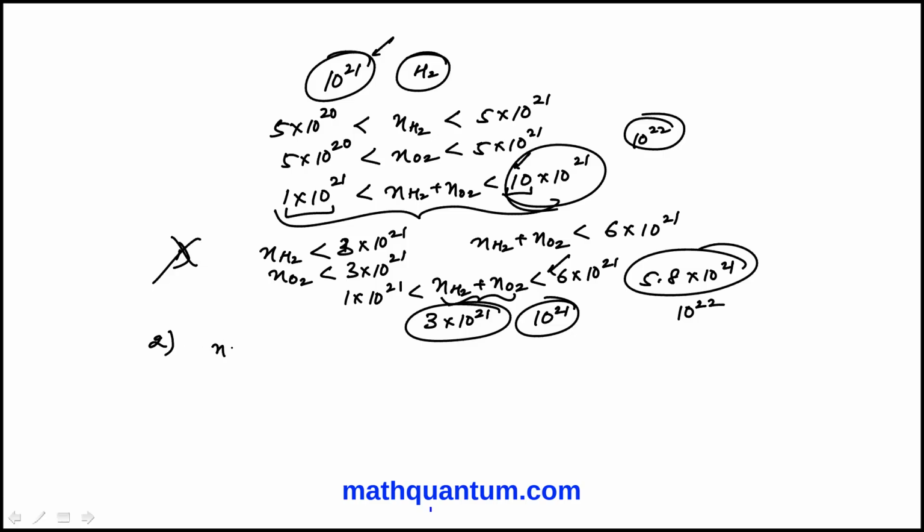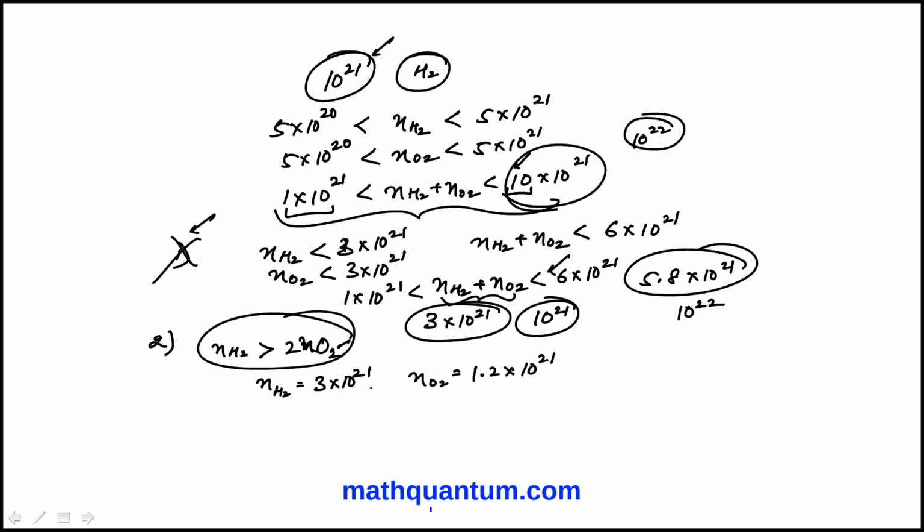If we look at 2, it says the number of hydrogen molecules is more than twice the number of oxygen molecules. This should have been a subscript. So we can again just do this with examples. We have to forget about statement 1 now. So for example, here one example could be number of hydrogen molecules is, let's say, 3 times 10 to the 21. And then oxygen could be 1.2. As long as I satisfy that condition, it's more than twice.